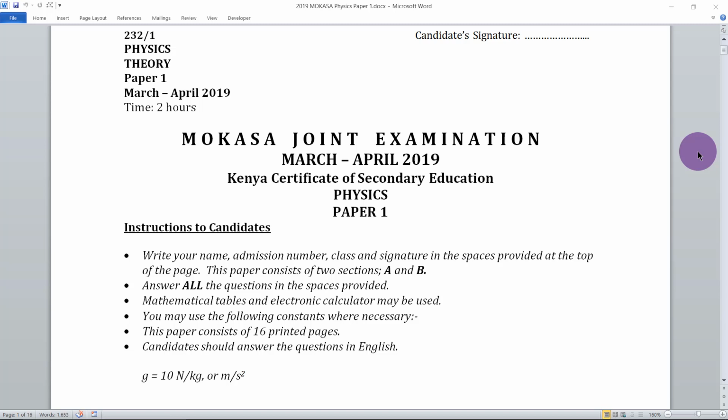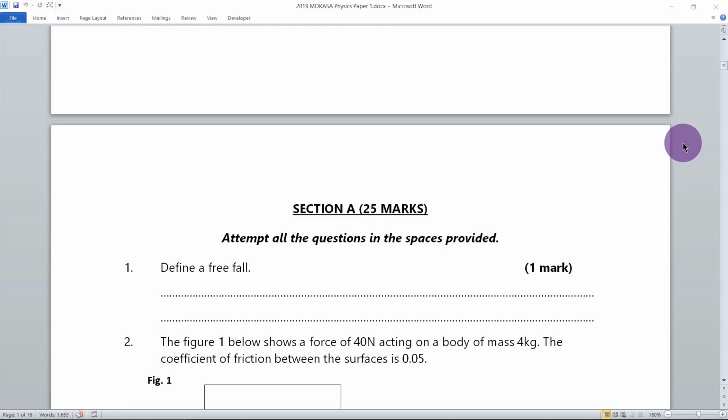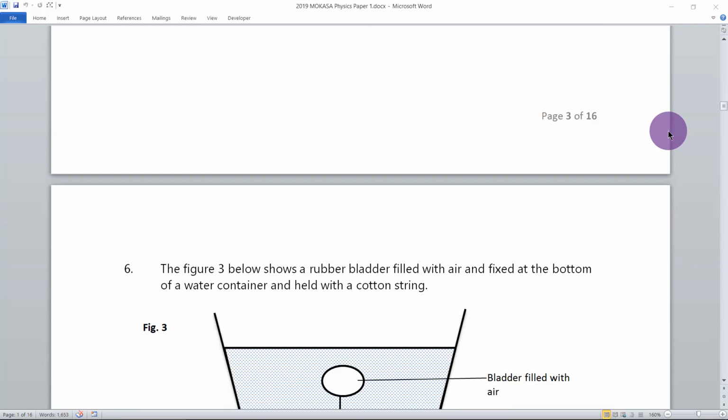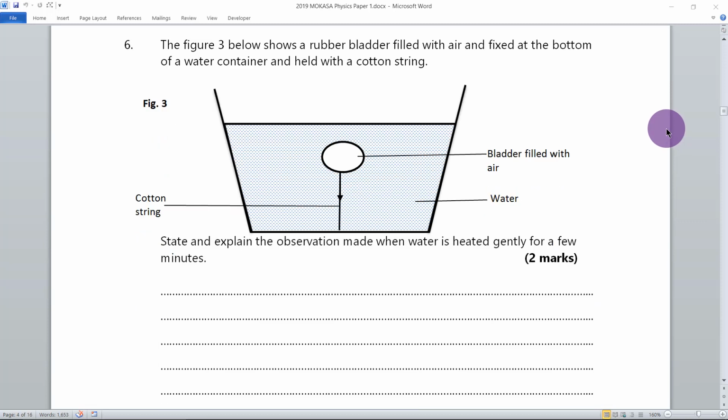This is the second video in a series of videos where I'm looking at the solution to the MOKASA joint examination, March-April session, 2019, Physics Paper 1. I've already looked at question 1 all the way to question 5, and in this video I want us to look at the solution to question 6.